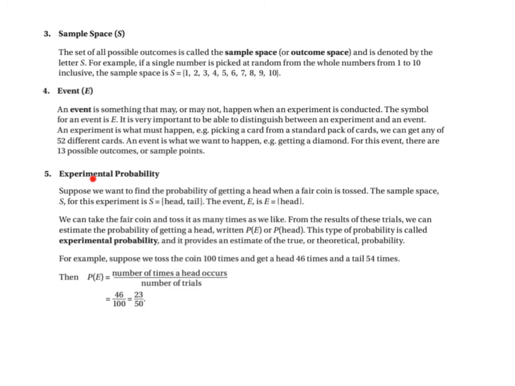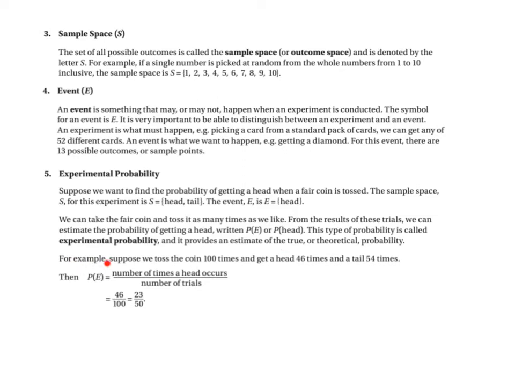Experimental probability, that's usually what happens in the real world. We don't often know what the probability is going to be, so what we do is we set up an experiment, run a number of trials, and then this provides an estimate of the true probability.